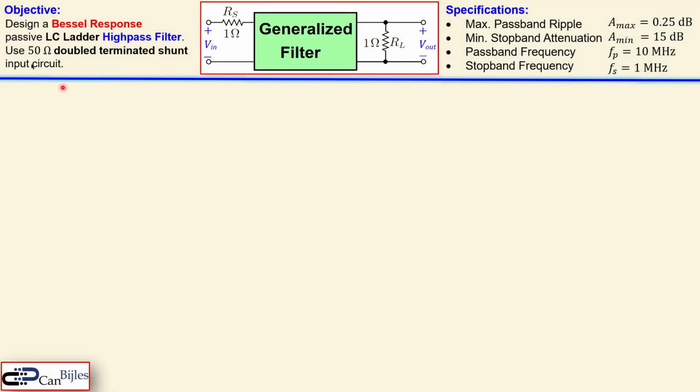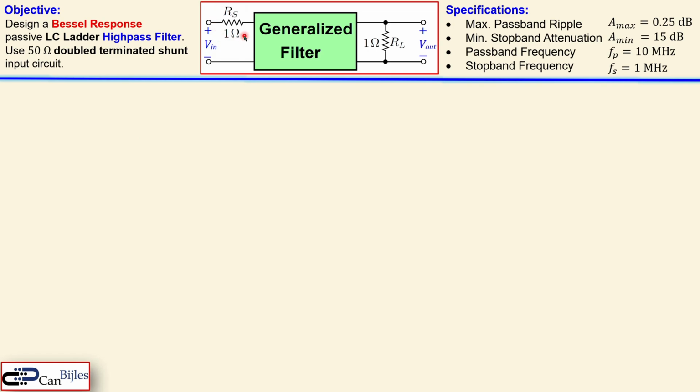So let's look at our objective. The objective is to design a Bessel response passive LC ladder high-pass filter. It must have a 50 ohm double terminated shunt input circuit. So this is the generalized filter we need to design. It must be a high-pass filter, Bessel response, using LC ladder configuration, so the inductors and the capacitors.